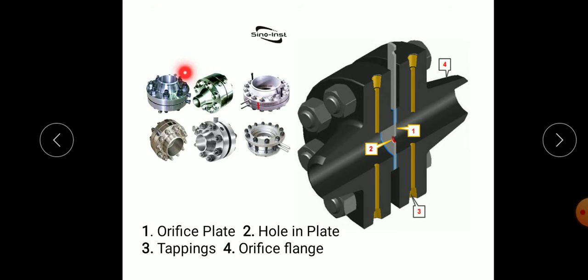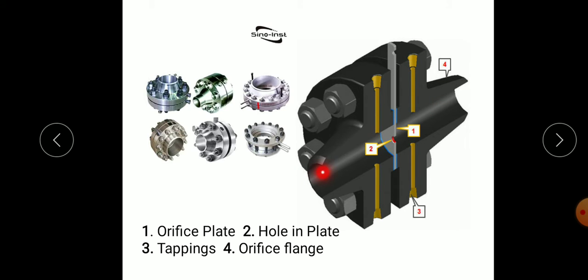This is an actual photograph of the orifice. There are two discs or two flanges, between which sits the orifice meter. We can see here one is the orifice plate having the hole at this point. Point 2 is shown as a hole in the orifice. There is a pressure tapping to measure the pressure across this orifice plate. Pressure is measured at the inlet and outlet of the orifice plate. These two are shown as orifice flanges.